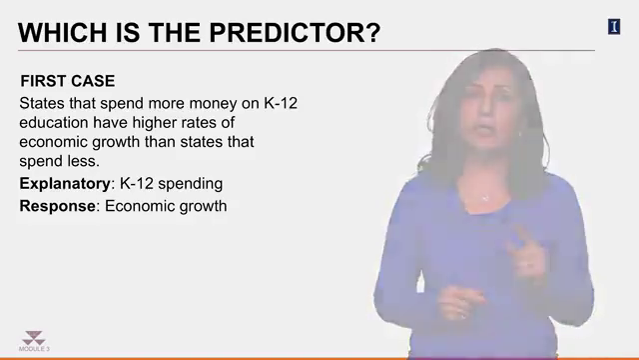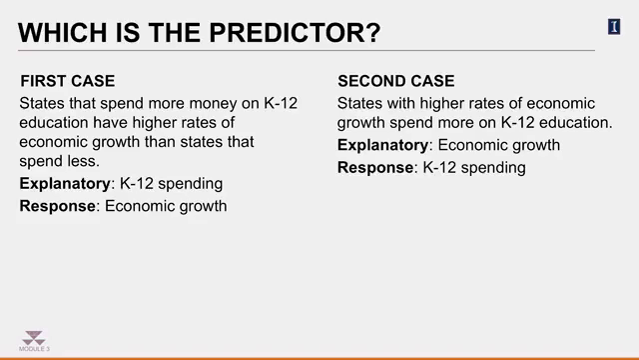On the other hand, I could argue that states that have a good rate of growth have more money and thus spend more on K through 12. In this understanding, the economic growth rate is causing how much money is spent on K through 12. What you see here is an example where the direction of cause and effect is not that clear. The two variables are hopelessly tangled since they both can affect one another at different times.